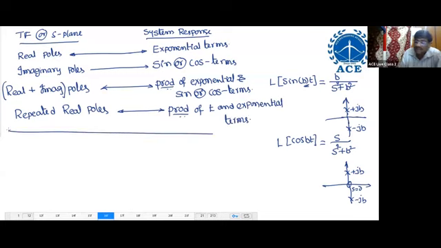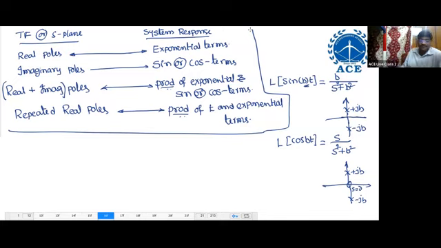Remember this. If you see the system response, you should identify the poles. Exponential powers are the real part. Sine or cos terms are the imaginary part. In case complex conjugate poles are there, you get exponential sine or cos terms. If repeated poles are there, left hand side or right hand side, you get t and exponential terms. Left means exponential decay, right means exponential rise. Okay.